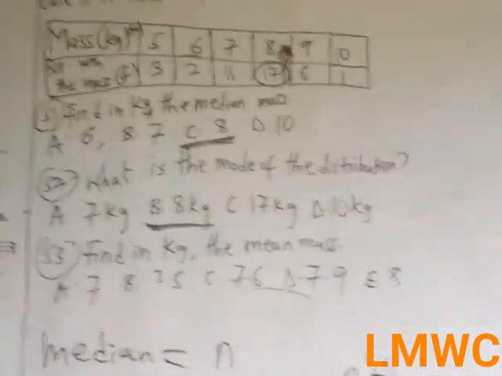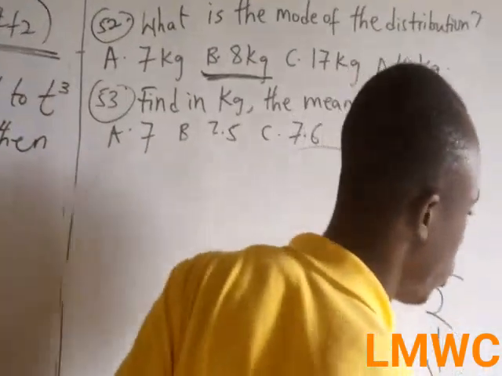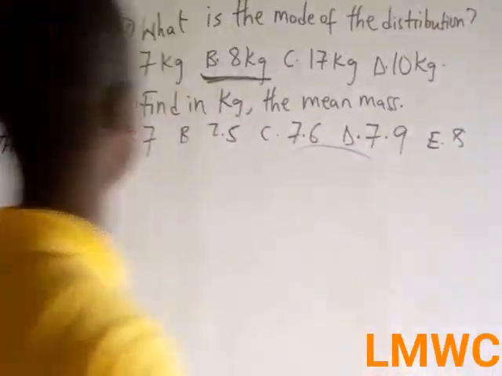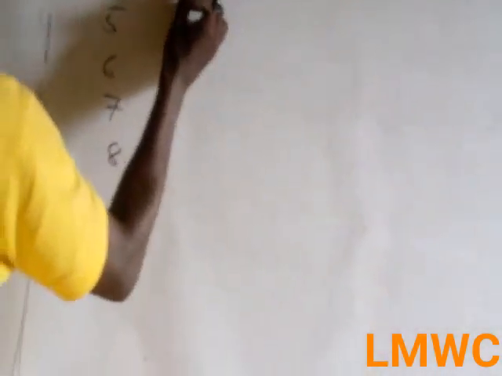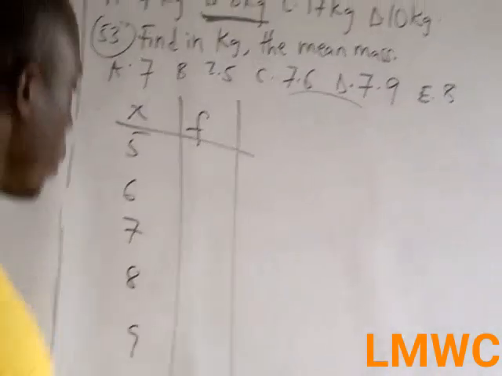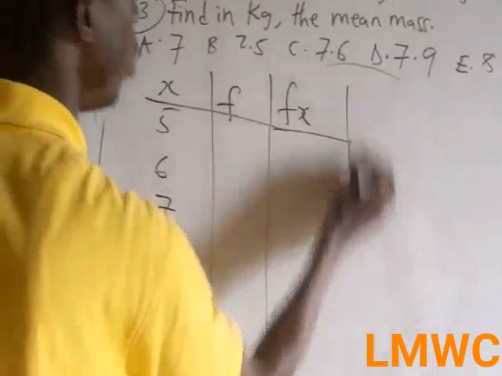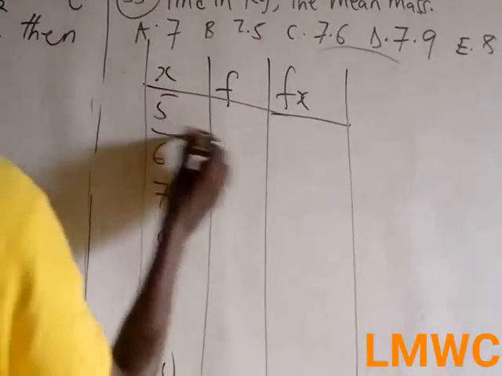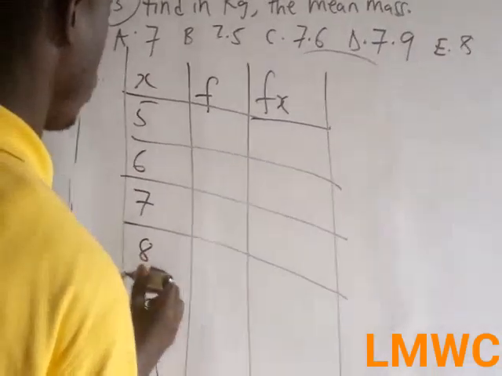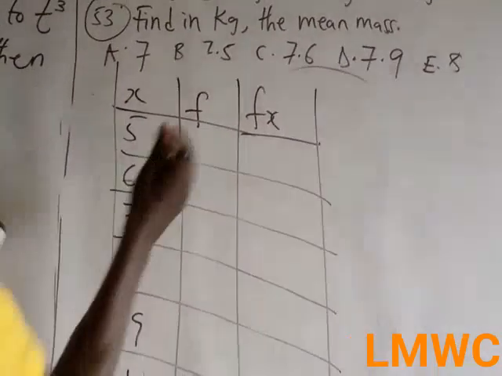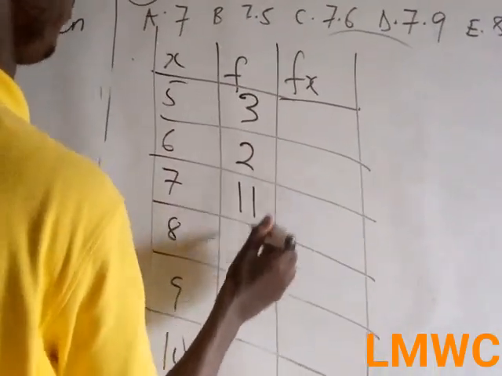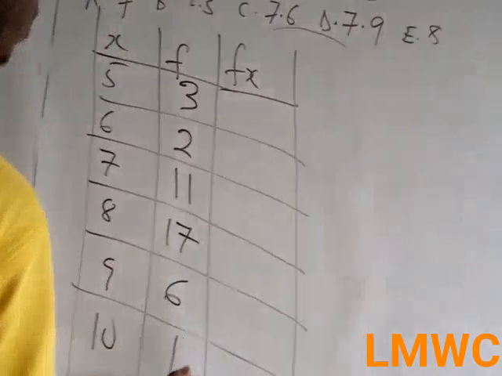Question 53. Find in kg the mean mass. And for mean, you draw your table. You draw your frequency table. We have X: 5, 6, 7, 8, 9, 10. We have our frequency. We have Fx. If you don't draw this table, it becomes difficult. So we have 3 here, 2 here, 11, 17, 6, 1.